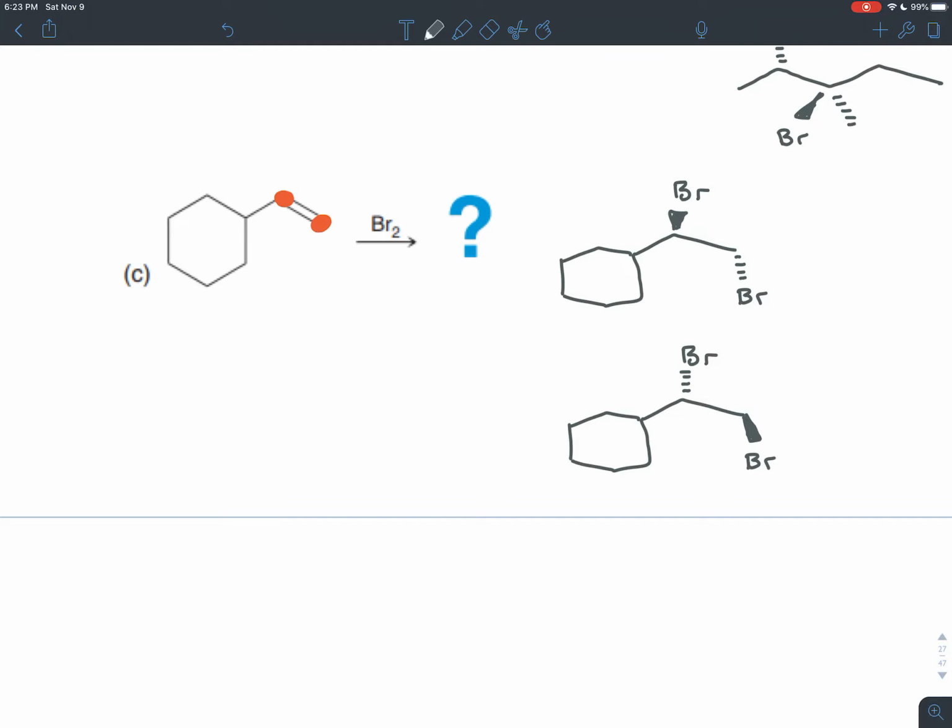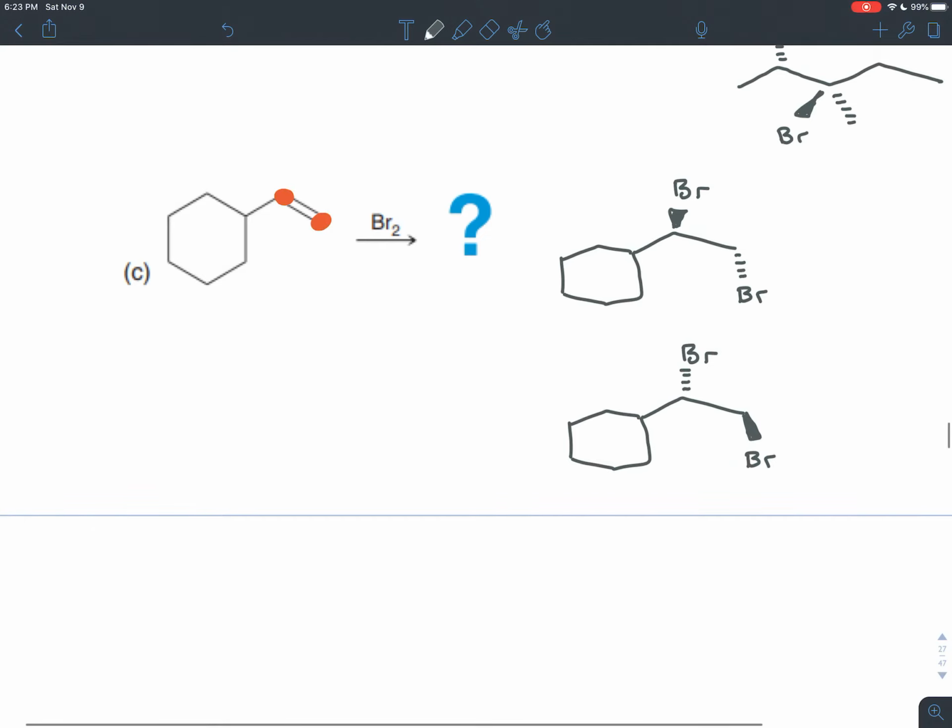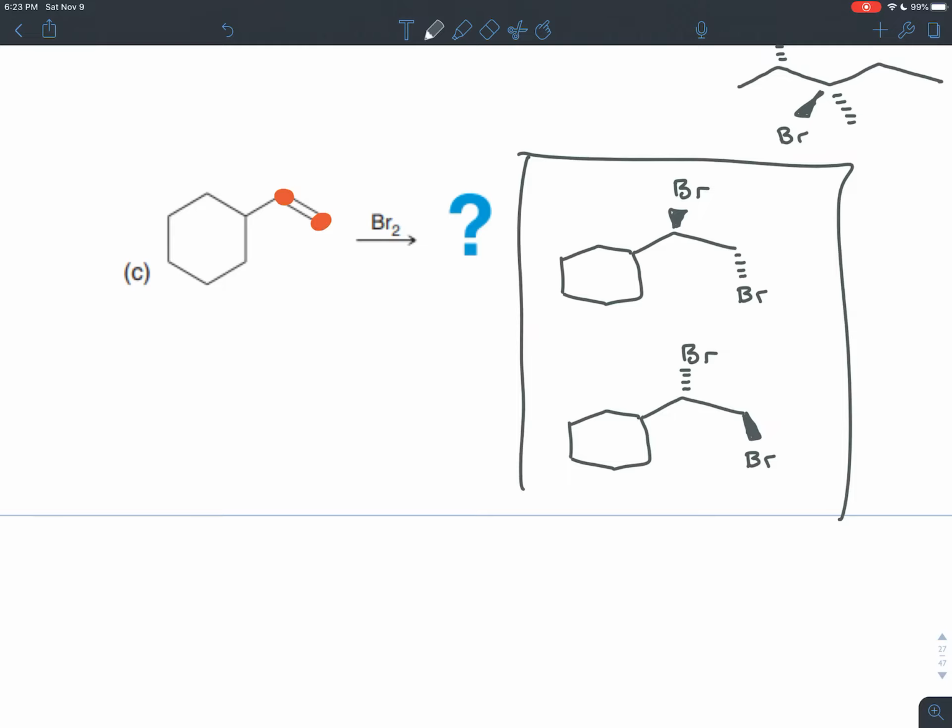Now technically, this bond on the right doesn't matter because the carbon that it's attached to is not a chiral center. So whether the bromine is going away or coming out at you is the same thing because that carbon it's attached to is not chiral. But I'm including the stereochemistry here just to emphasize the point that the bromines add anti to each other. And so you would get a 50-50 mixture of these 2 enantiomers if you did bromination with this alkene.